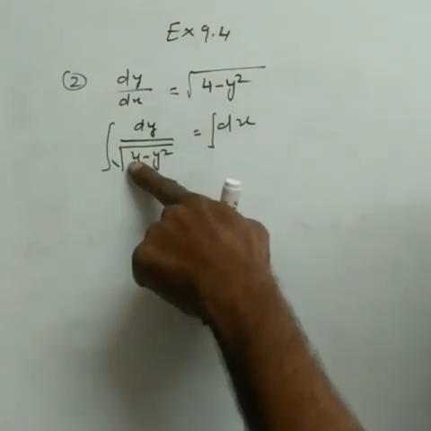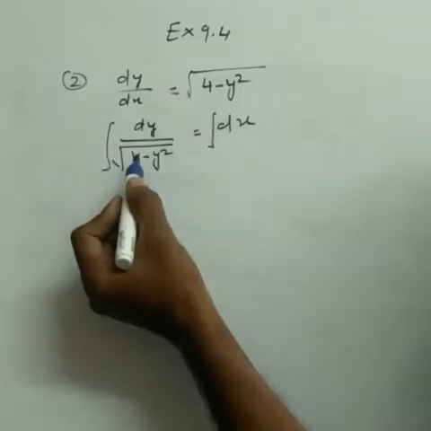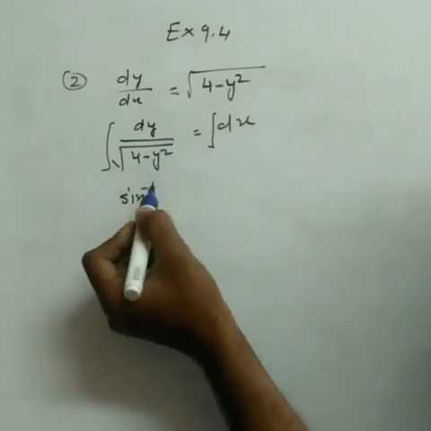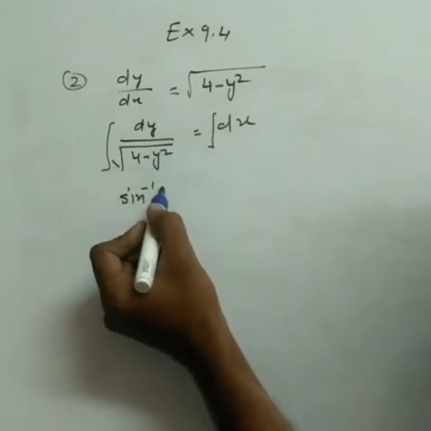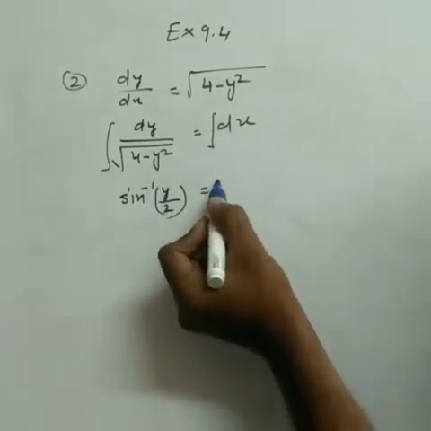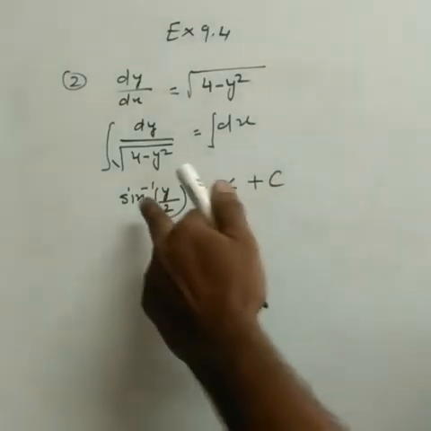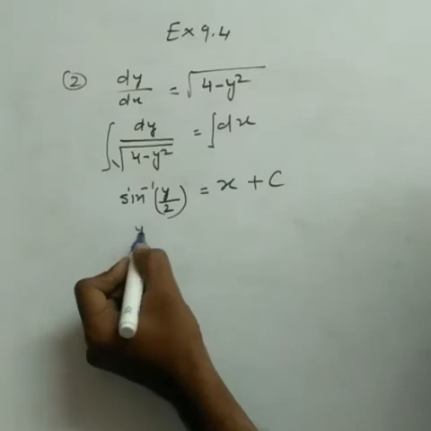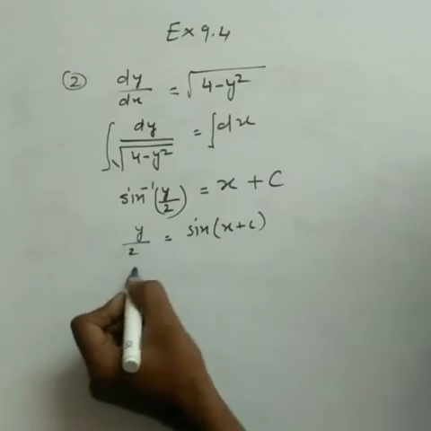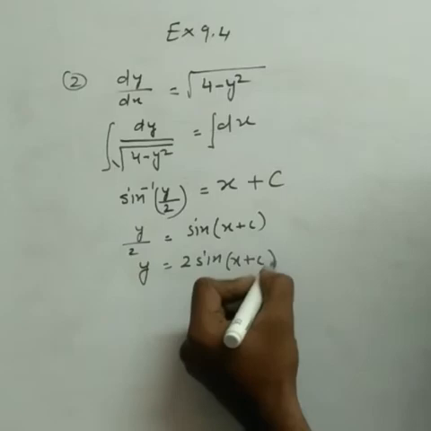Integration of 1 upon root of a square minus x square is sine inverse of x by a. So sine inverse of y upon 2 equal to the integration of this, which is x, plus c. We can shift this sine inverse on this side so that y by 2 becomes sine of x plus c. Now y equal to 2 sine of x plus c. Answer.